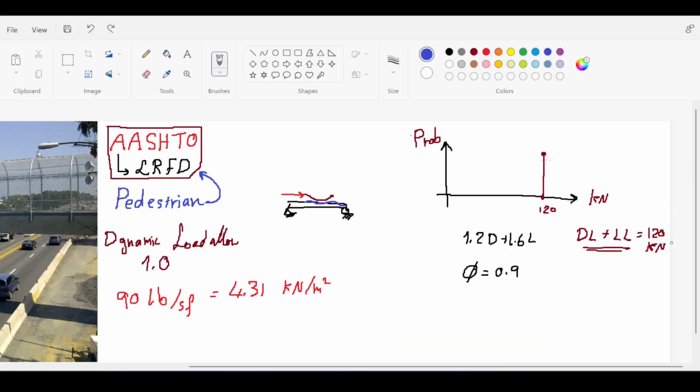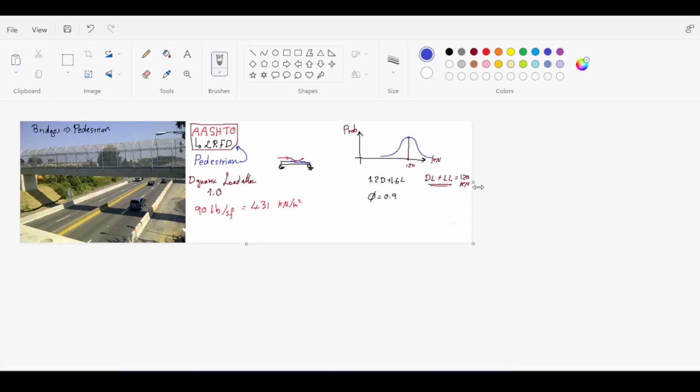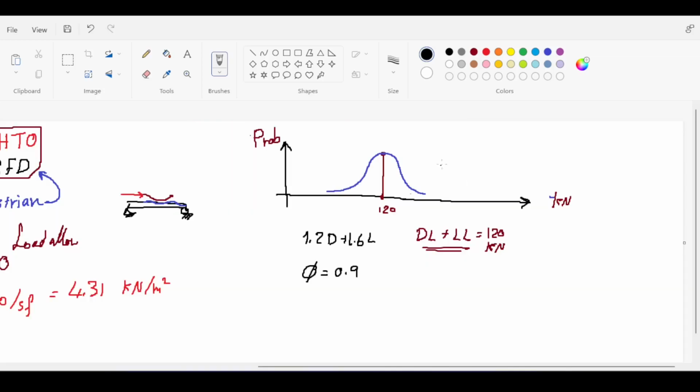So the idea is that you have a distribution, a bell distribution like this, a normal distribution of your load curve. Now, what about your resistance curve? I need to video edit something very quickly here. Okay, so I quickly video edited this. With the power of video editing, I modified my drawing.